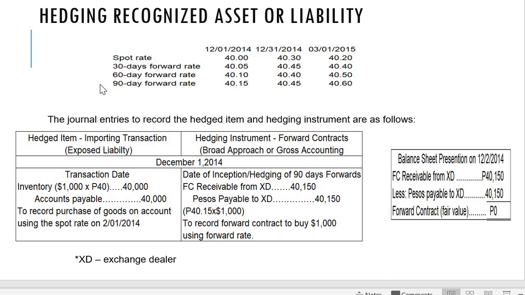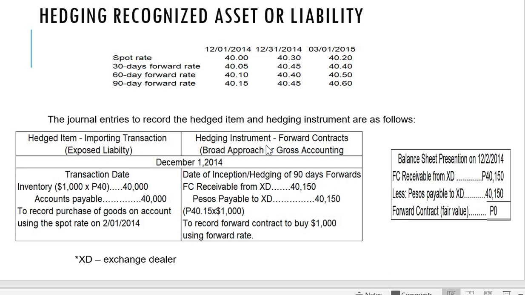So, the rate to be used is the number of days remaining until the date of settlement, diba? Since it was also mentioned that our fixed price is actually 40.15, because it's the 90-day forward rate on December 1. From December 1, 2014 to March 1, 2015, that's actually 90 days. Normally, what we use is the remaining days until the date of settlement. So December 1 to March 1 is actually 90 days.